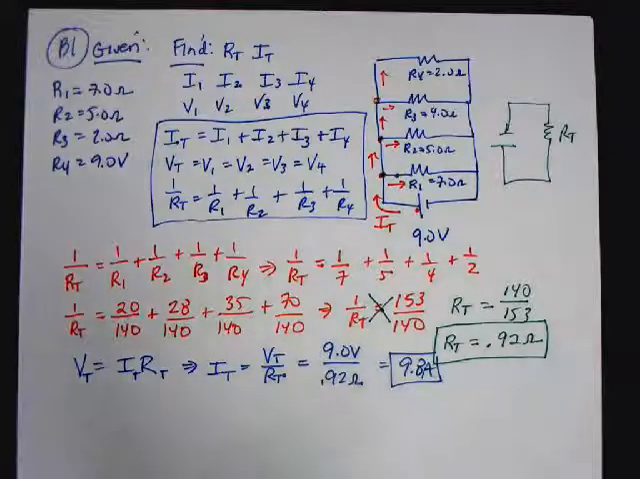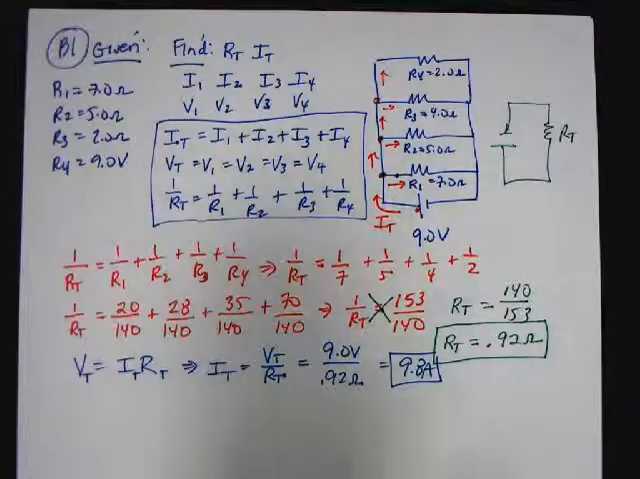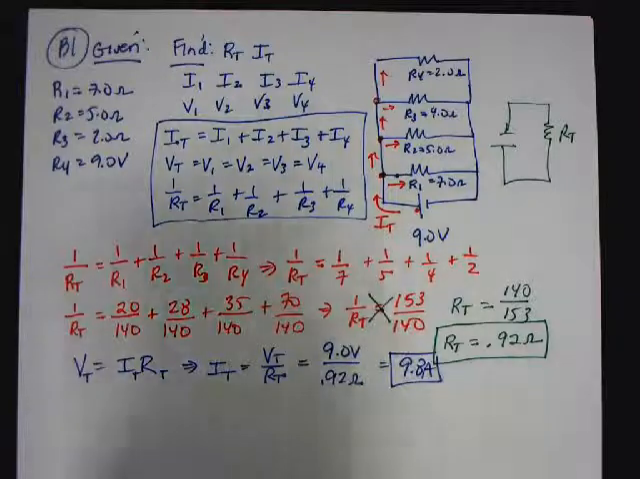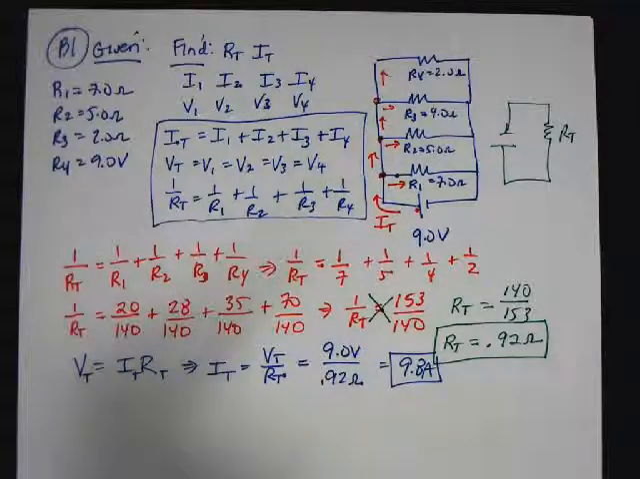So the way to tell by looking at the schematic diagram whether something is in series or parallel is you look at the way that the current is flowing. Is there one path for it to take, or is it dividing?